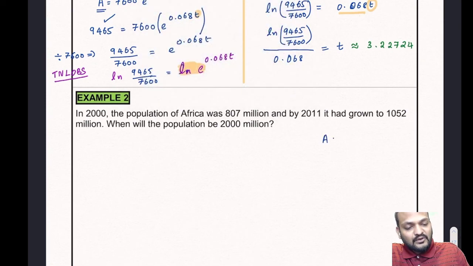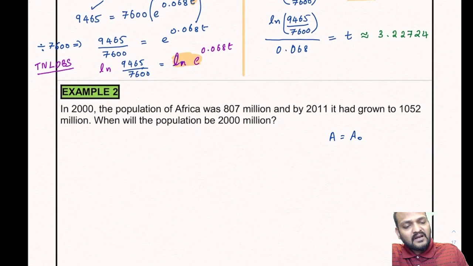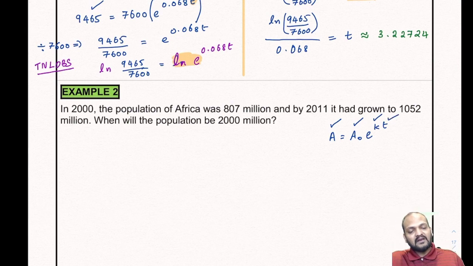A is equal to a sub 0 times e to the kt. A is the amount of population after time t. A sub 0 is the initial population. K is the growth rate, and t is the time, right? As we looked at it earlier. So let's see, what do we have here?